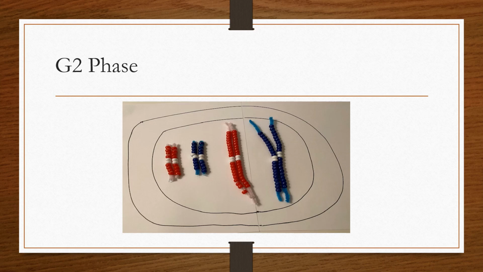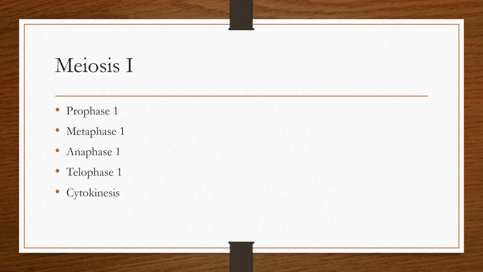Then after S phase comes G2. In this phase, the cell is growing and getting prepared for cell division. After G2 comes meiosis. What makes meiosis different is that there are 2 sets of division, meiosis 1 and meiosis 2. We need to be specific whenever we refer to any of the stages. So let's start with meiosis 1.